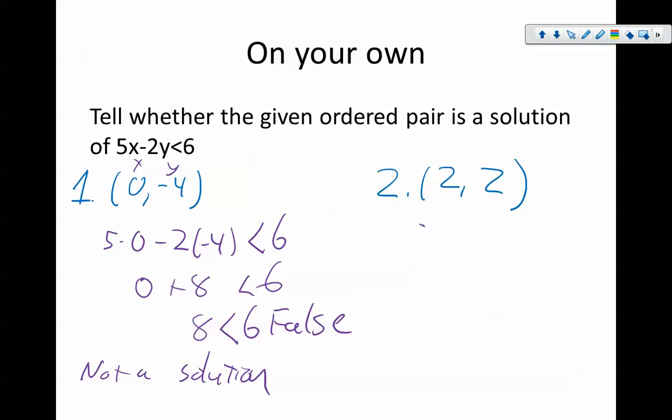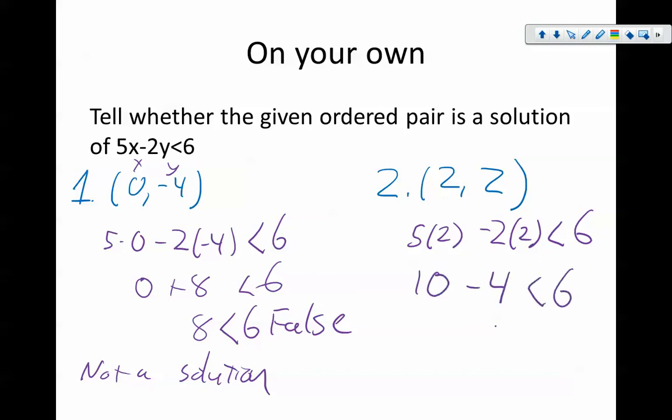What about 2, 2? We're going to replace 2, 2 in that inequality, and we're going to see if this makes a true statement. This becomes 10 minus 4 is less than 6, which is 6 less than 6. Is that a true statement? No, it is false. 6 is not less than 6. It's equal to 6, but it is not less than 6, which means this is not a solution.